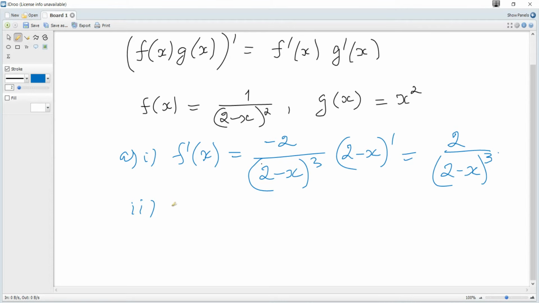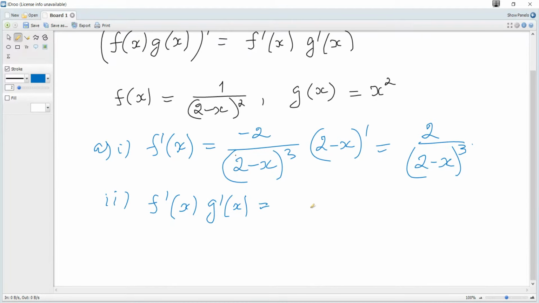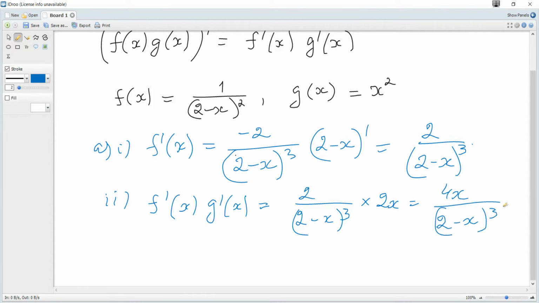The next part shows that f' multiplied by g' is equal to 4x over (2 minus x) cubed. So we should get this. Let's consider f'(x) multiplied by g'(x), which is 2 over (2 minus x) cubed multiplied by g', which is just 2x, and it's 4x over (2 minus x) cubed as required.